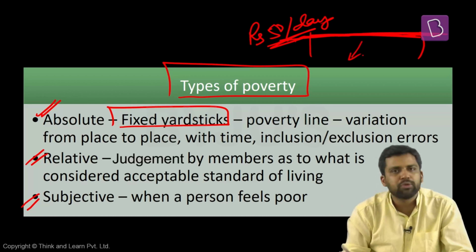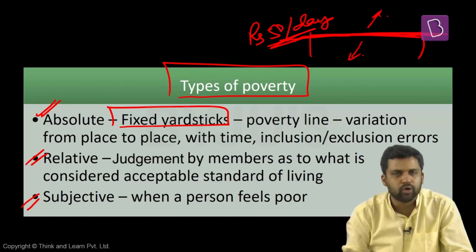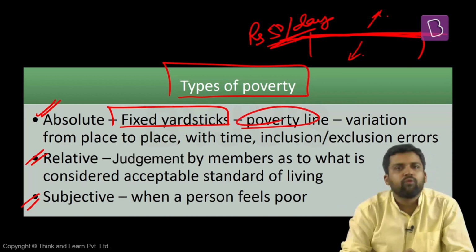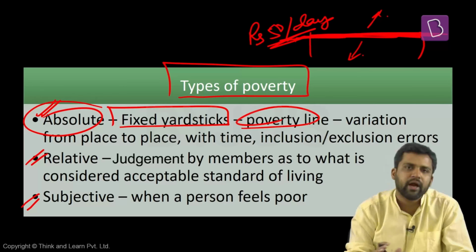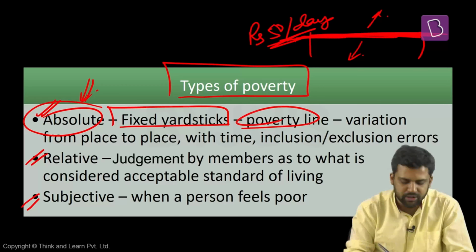Those who are earning less than rupees 50 per day, they are considered poor. Those who are earning greater than 50 rupees, they are considered to be not poor, above the poverty line. So this is the meaning of poverty line. This is the meaning of absolute poverty. Some fixed yardstick has been created and you are measuring according to it. But again, there are some criticisms to this absolute poverty method.